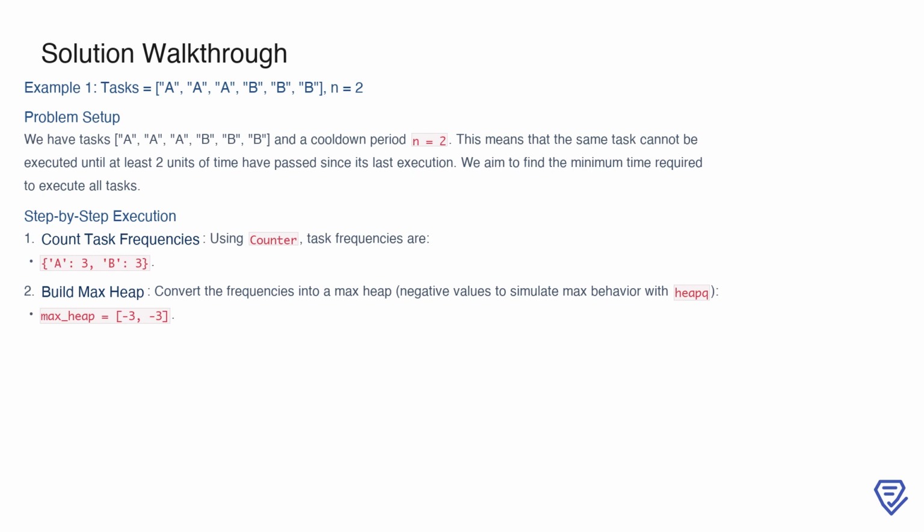Next, we build a max heap from these frequencies to efficiently access the most frequent tasks. Since Python's heap library only supports min heaps, we store the negative of frequencies, giving us max_heap equals [-3, -3]. This setup allows us to systematically process the tasks while adhering to the cooldown constraint.